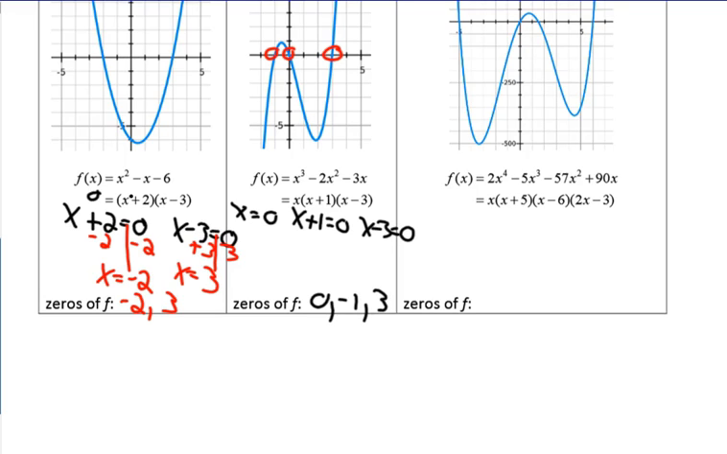Alright, what about the next one? How many solutions should I have? 4. The highest degree is 4, so I should have 4 solutions. Alright? So on a graph, my solutions or roots are here, here, and here. Or you set each of these equal to 0 and solve, because you won't always have a graph. So my solutions are negative 5, 0, negative 5, 6, and 3 halves.